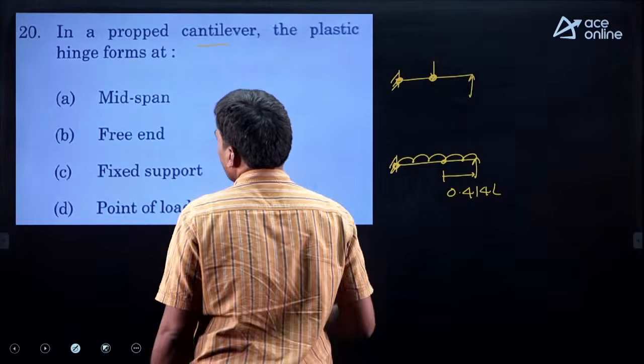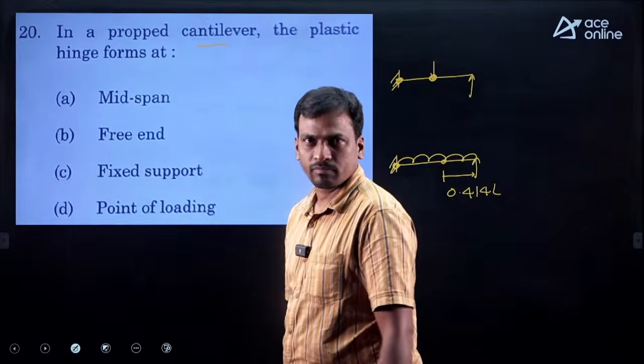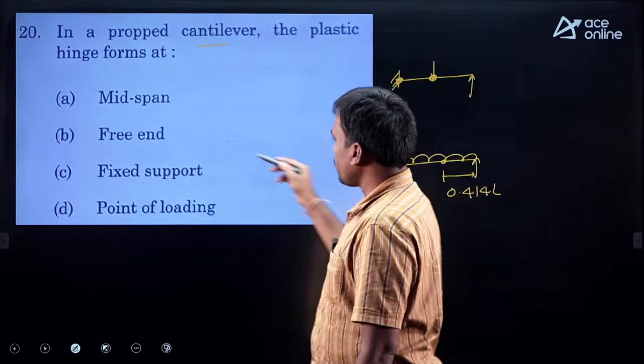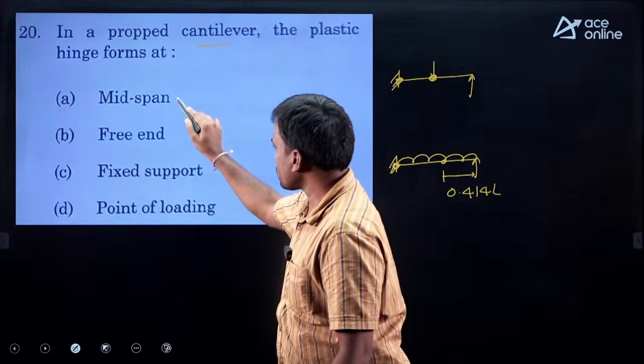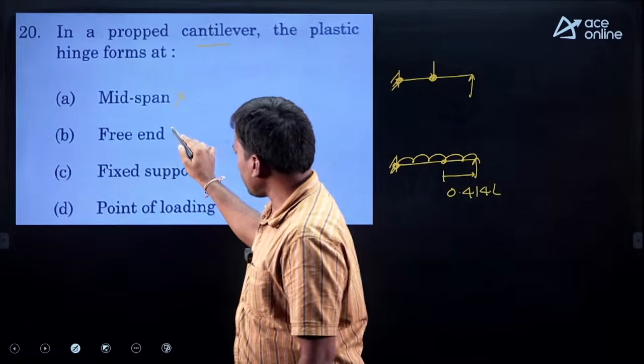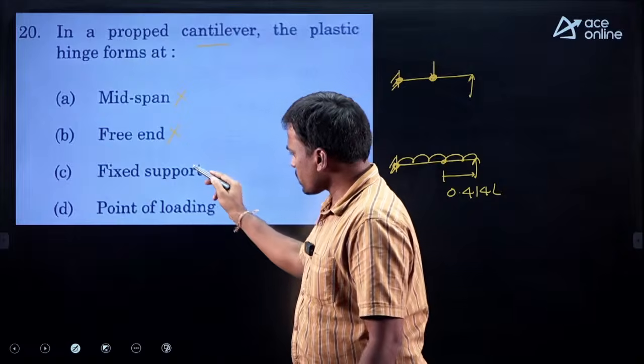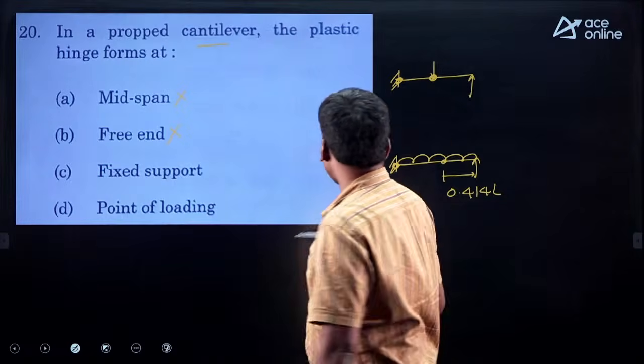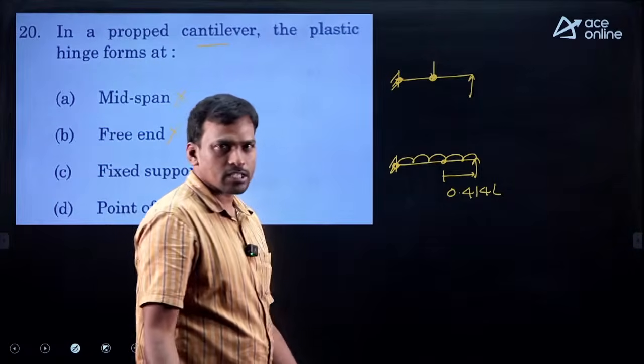Okay, right. Here given is mid span. So if it is UDL, it is not mid span. Okay, so we can eliminate this one. Free end, it is not possible. Fixed support, points of loading. So points of loading means under the point load it is possible.